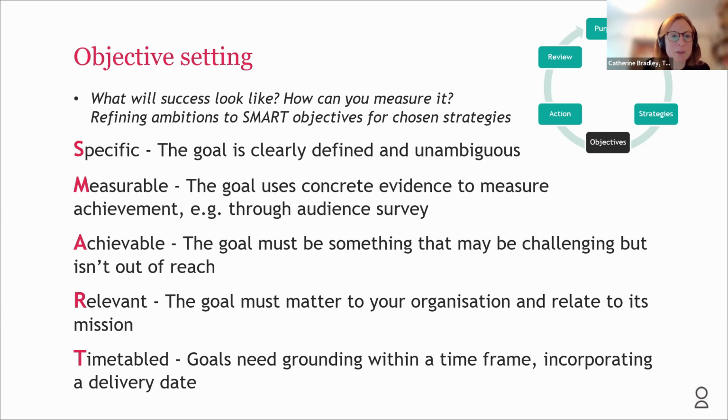The goal must be achievable. So you want something to be challenging, but not out of reach. You don't want to be setting yourself up for failure, essentially. But you do want to be challenged as an organization, and ensuring that something's achievable, drawing on all the data that you have to date, can be incredibly helpful in setting achievable goals. It must be relevant, going back again to it mattering to your organization, relating back to that overall mission, purpose, and the audience goals that you want to achieve.